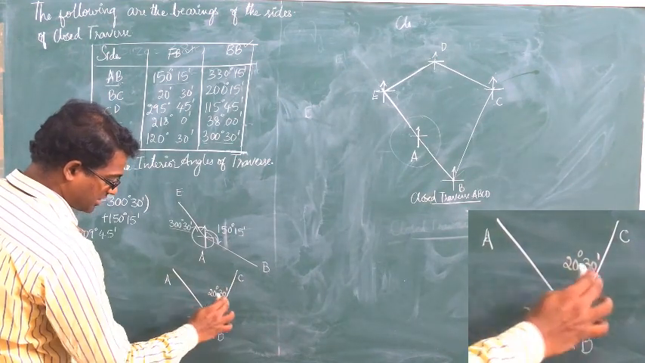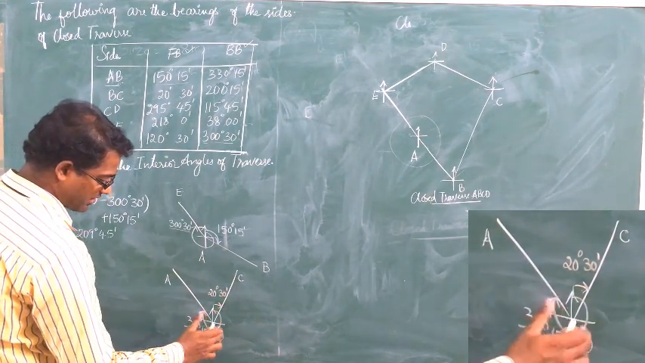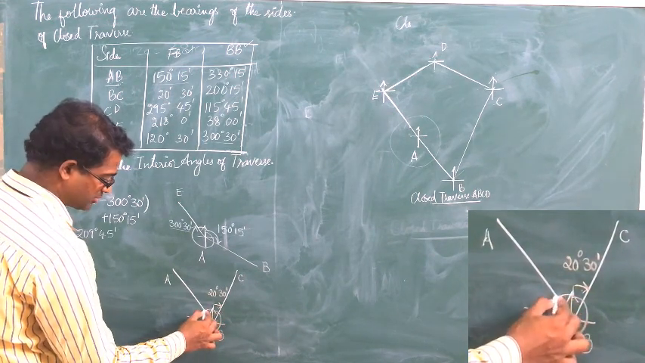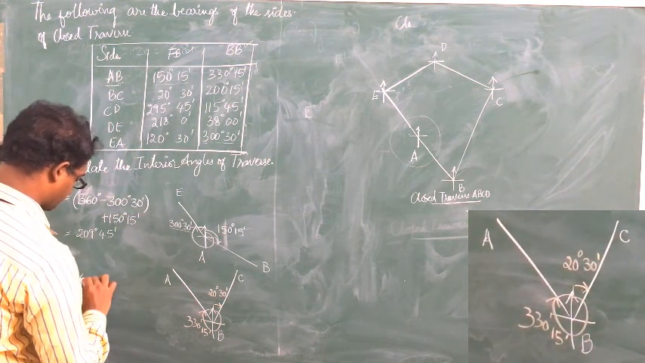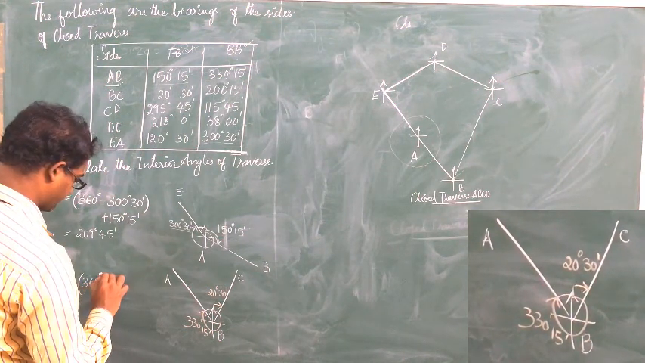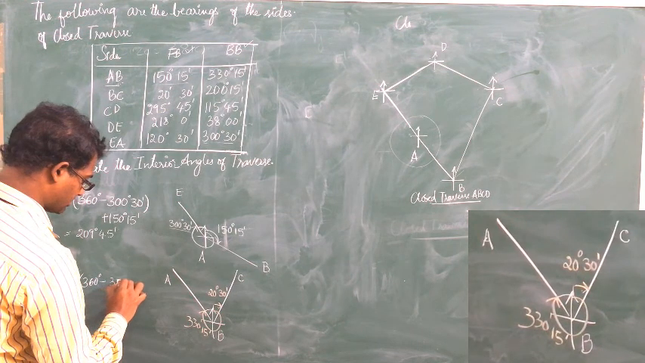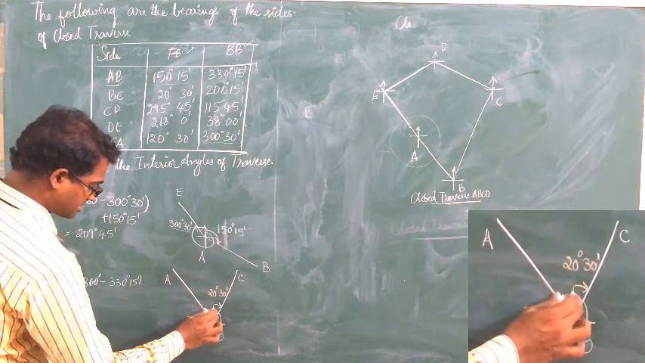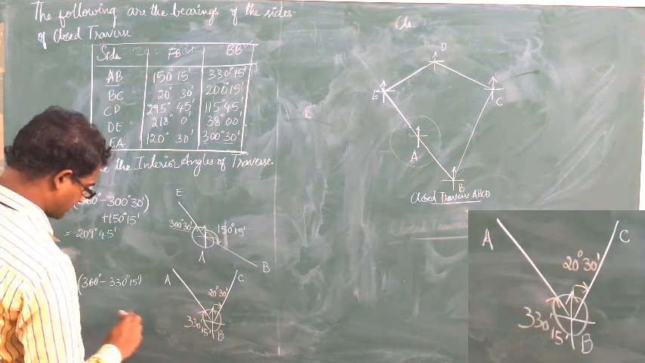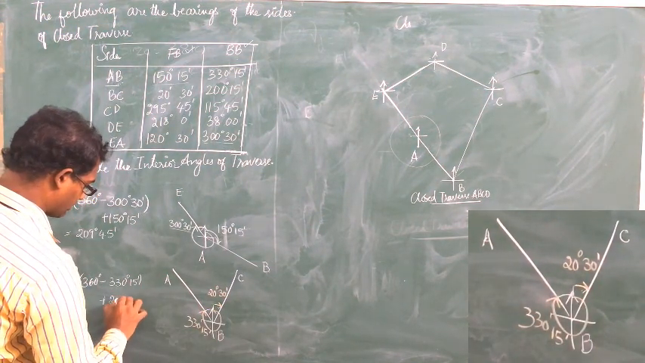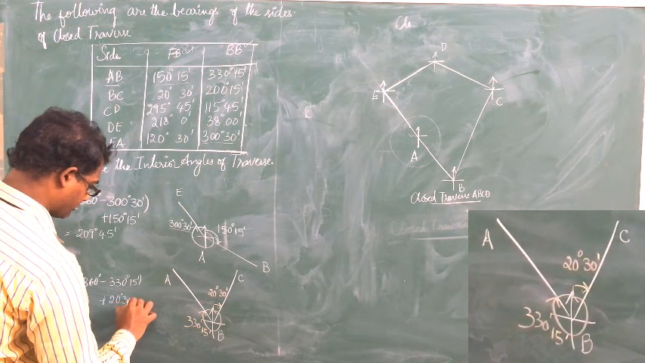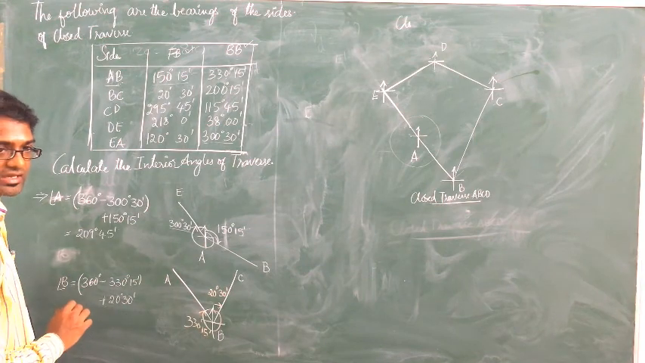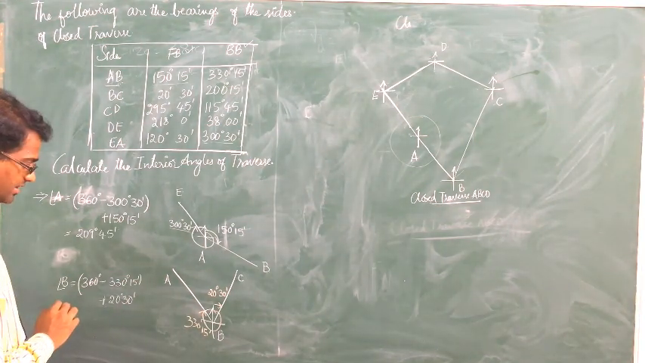Right? So from 360 degrees, if I remove 330 degrees 15 minutes, the balance is this portion. I'll give the balance this much. So this plus this will give you angle B. And you'll get this angle as 50 degrees 15 minutes.